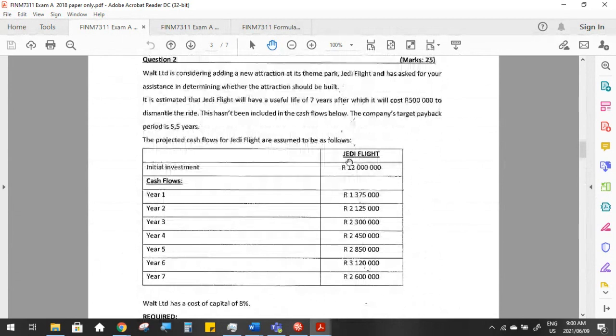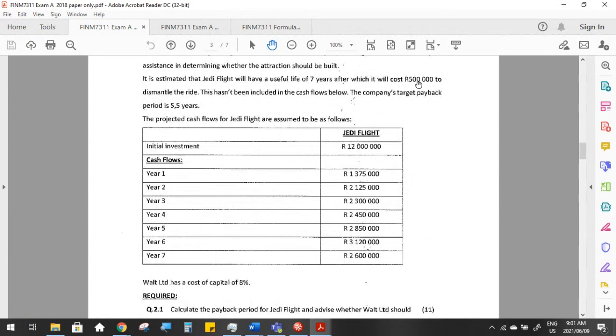So this is the project cash flows that they've given us. New attraction, determine whether it should be built or not. Useful life of 7 years. So here's our 7 years worth of cash flow, after which it will cost 500,000 to dismantle the ride. Please read carefully. This is the part that the students predictably left out. They tell you here that 500,000 is not included in these cash flows below, which means you must still add that 500,000 cost at the end of year 7.